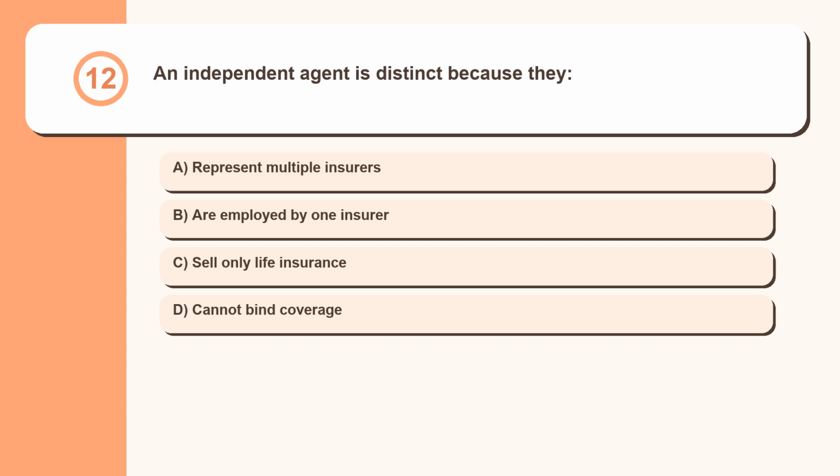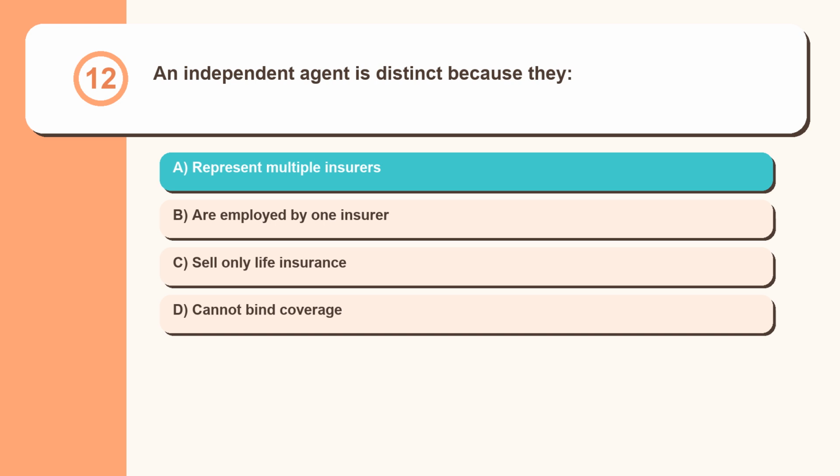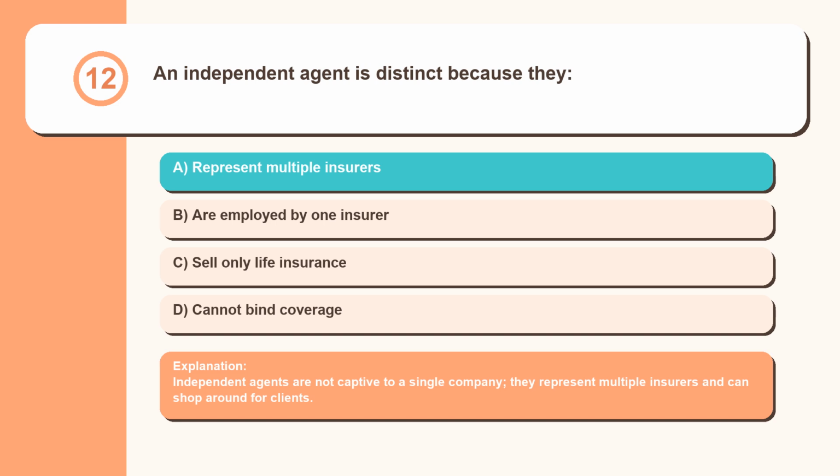Question 12. An independent agent is distinct because they: represent multiple insurers, are employed by one insurer, sell only life insurance, cannot bind coverage. Independent agents are not captive to a single company; they represent multiple insurers and can shop around for clients.